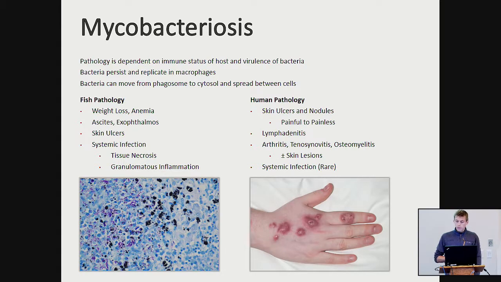Systemic infections are generally rare, but they can happen in immunocompromised individuals. And so this is just an image of a pregnant woman that was cleaning her aquarium. And when you're pregnant, you tend to be a little bit more immunosuppressed, so you're more susceptible to infection. And you can see all these ulcerative nodules that developed on her hand.